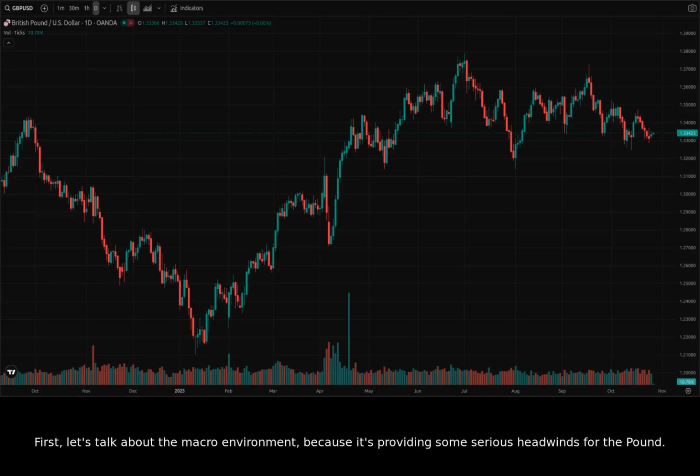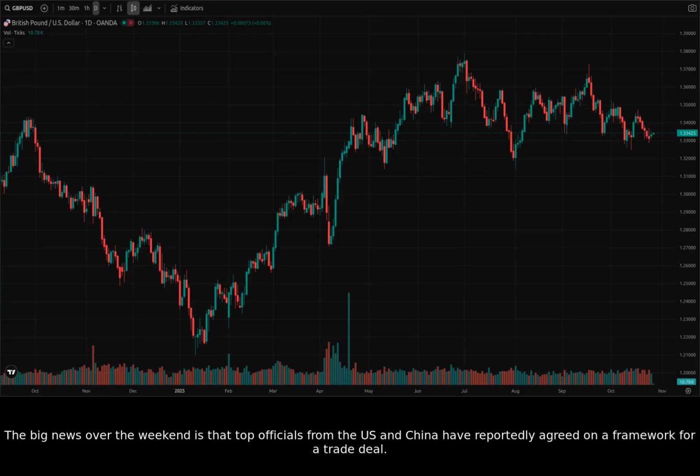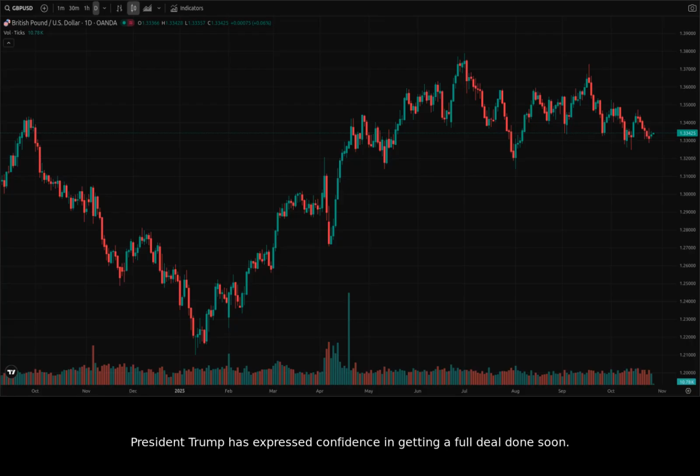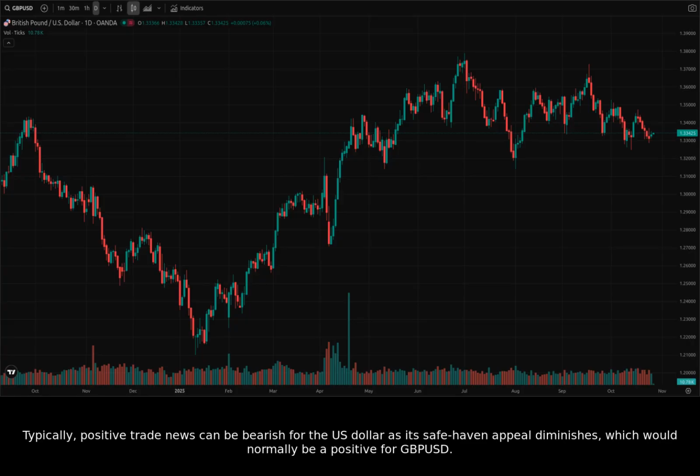First, let's talk about the macro environment, because it's providing some serious headwinds for the pound. The big news over the weekend is that top officials from the US and China have reportedly agreed on a framework for a trade deal. President Trump has expressed confidence in getting a full deal done soon. Typically, positive trade news can be bearish for the US dollar as its safe haven appeal diminishes, which would normally be a positive for GBPUSD.